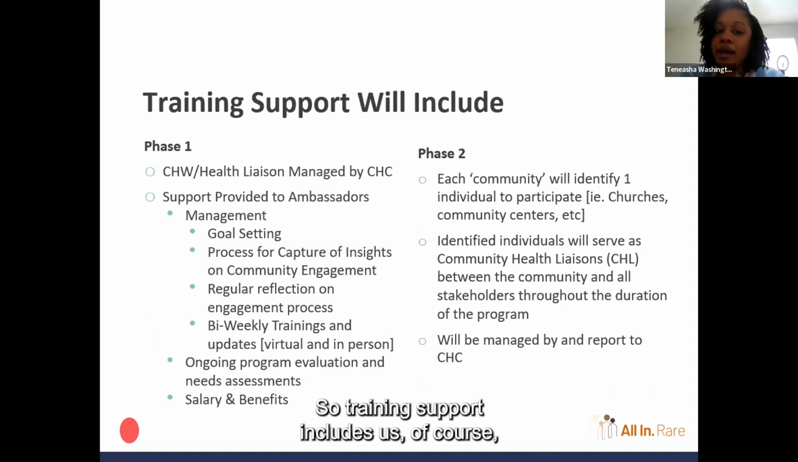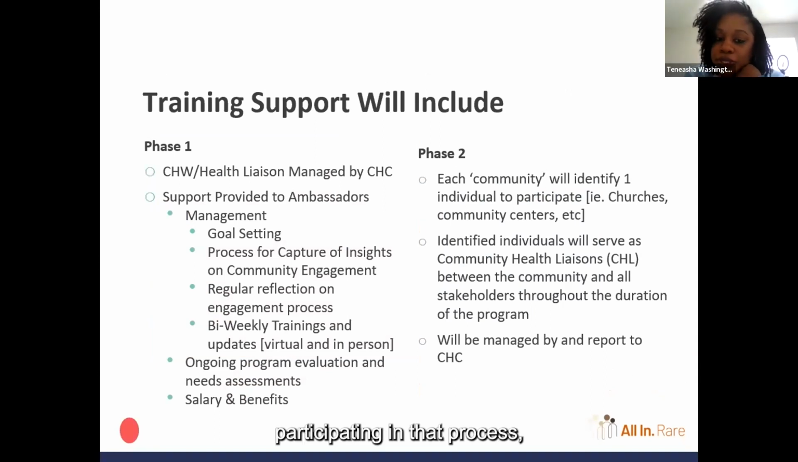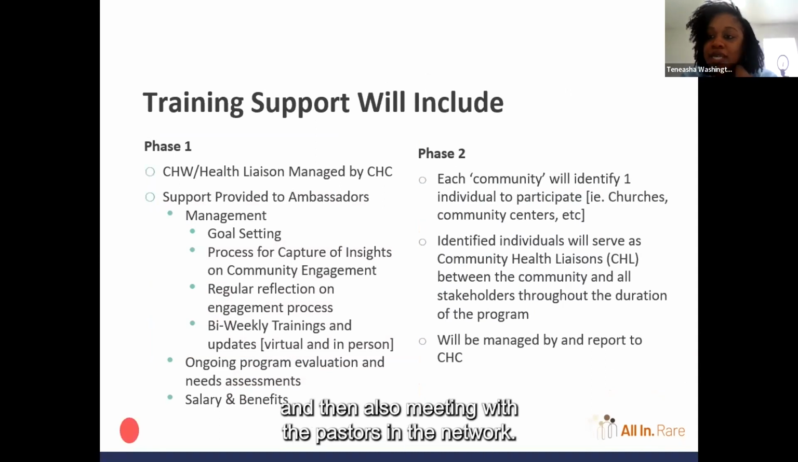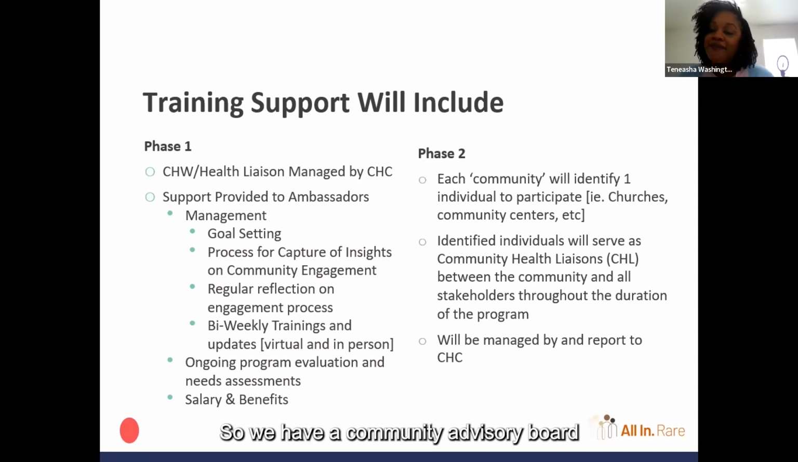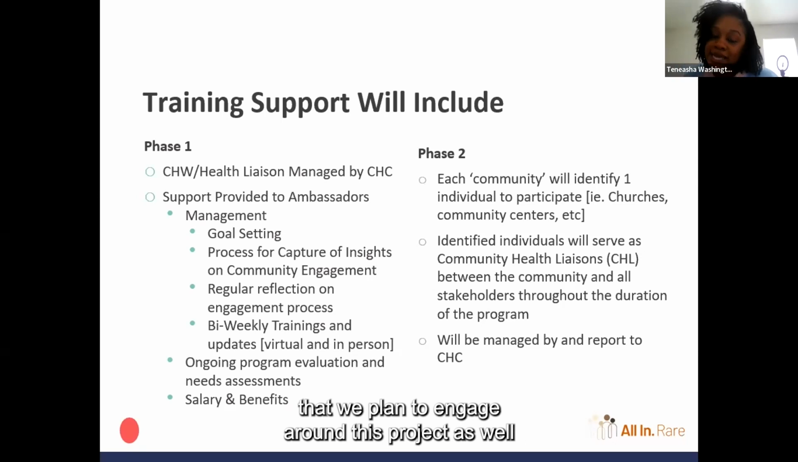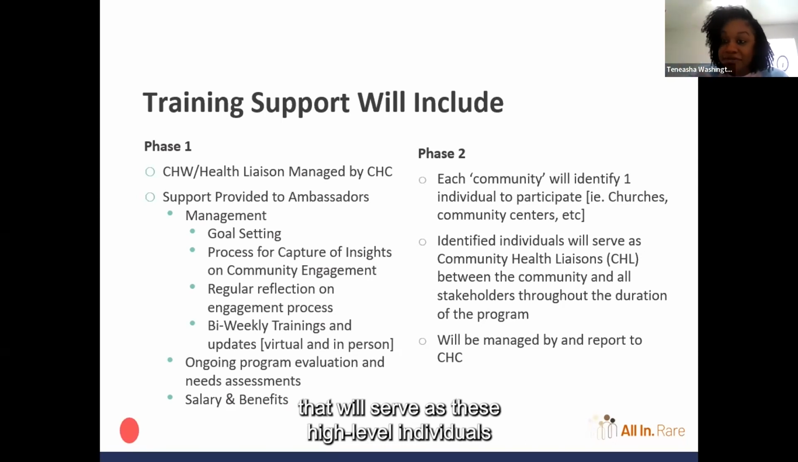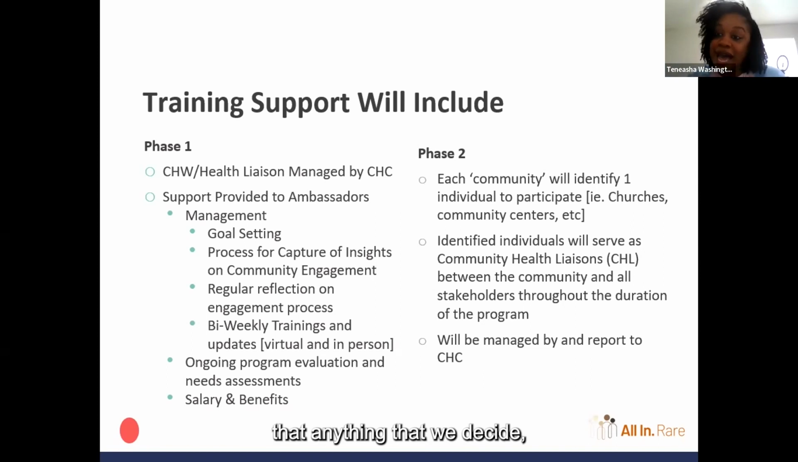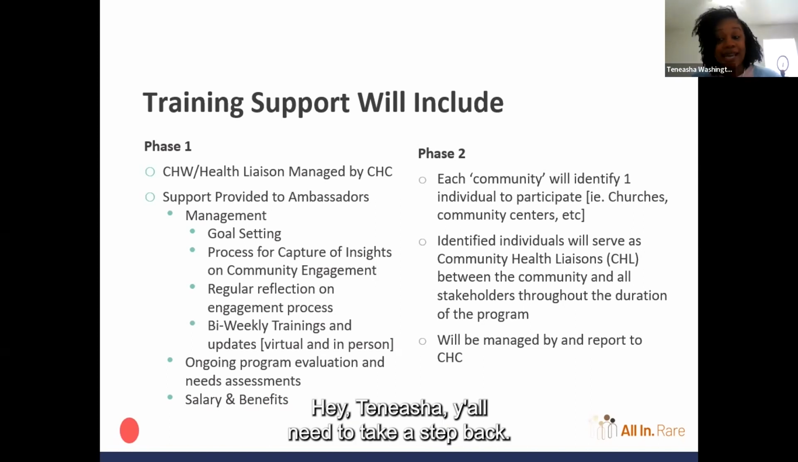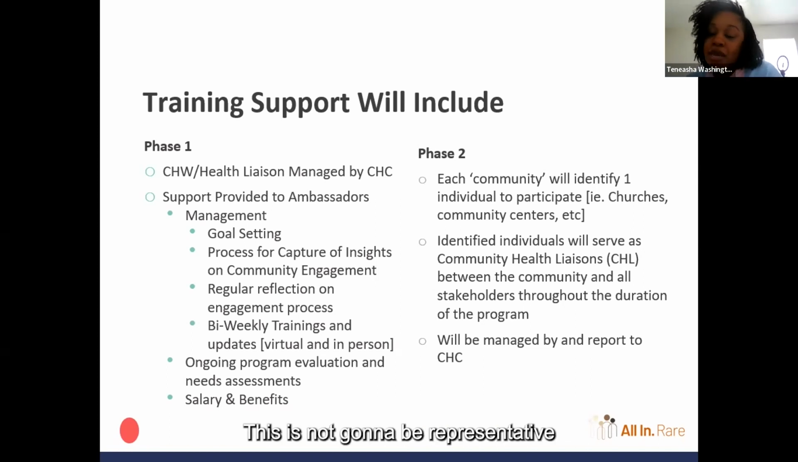So training support includes us, of course, participating in that process, and then also meeting with the pastors and the network. So we have a community advisory board that we plan to engage around this project as well, that will serve as these high-level individuals that anything that we decide, they would have to co-sign and say, hey, I think this makes sense. Hey, Teneasha, y'all need to take a step back. This is not going to be representative of who we're working with.